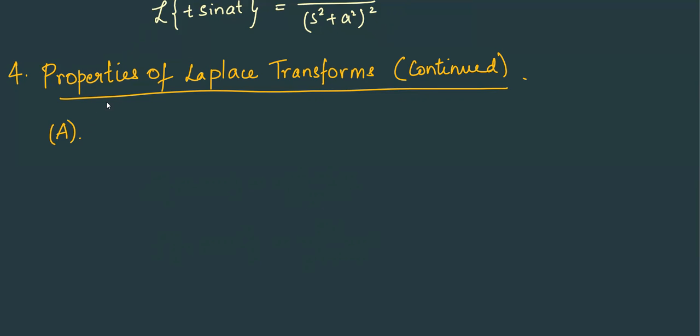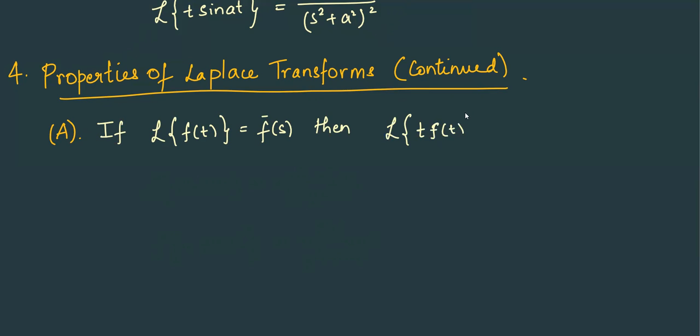So if the Laplace transform of f of t is f bar of s, then the Laplace transform of t times f of t is minus the derivative with respect to s of this function, the Laplace transform of f of t. So if you multiply by t, you have to differentiate.